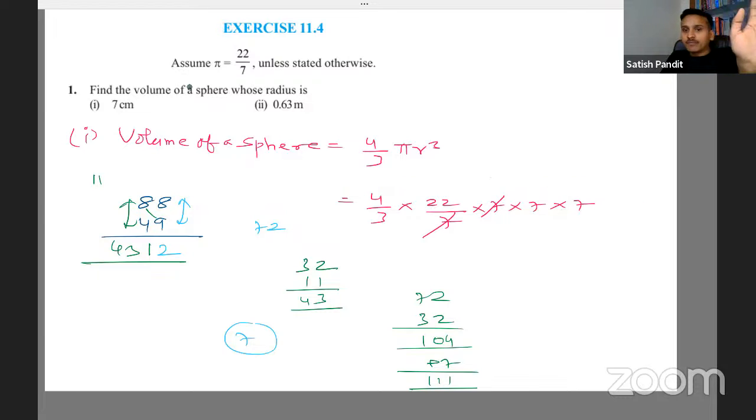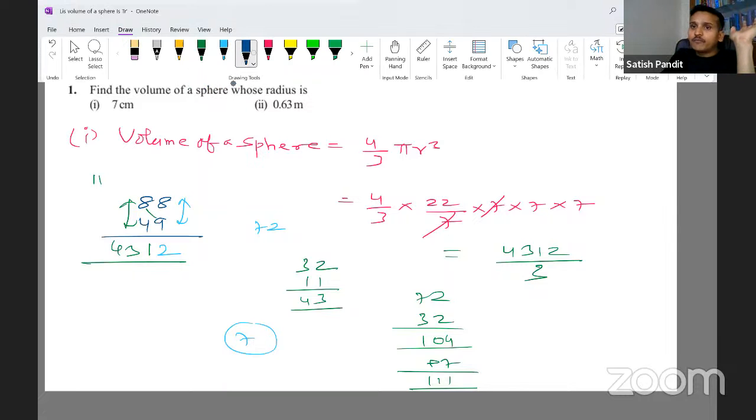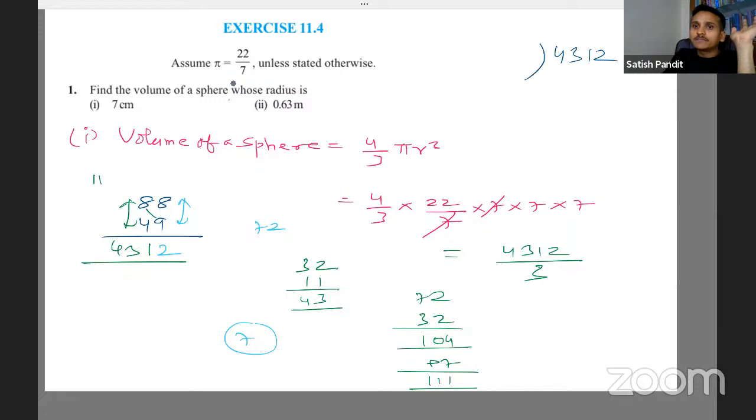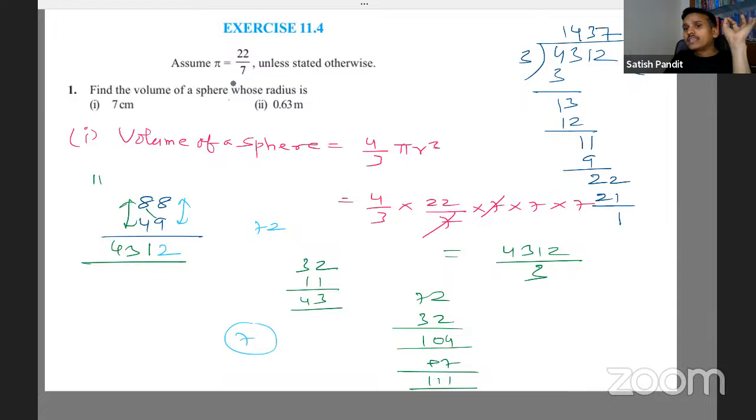Now we have to divide by 3 because 3 is only there, right? 7 got cancelled. So we are left with 4, 3, 1, 2 divided by 3. All of you look how to divide. 3 ones are 3, 1. And bring down 3. 3 fours are 12. 1. Bring down another 1. 3 threes are 9. 2. You bring down another 2. 3 sevens are 21. 1. Then put one decimal and put a 0.